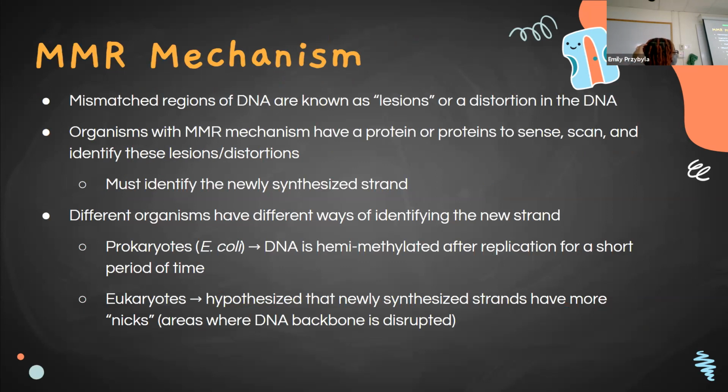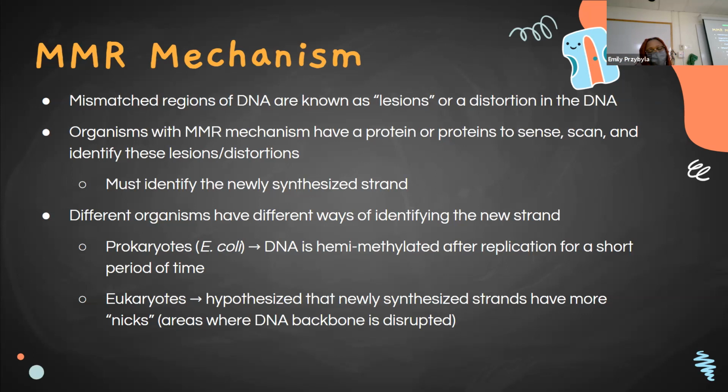And then the MMR mechanism, this is how we're actually doing this mismatch response. The regions are lesions; that's what they're going to be referred to as. There are proteins in these organisms where we can find these lesions, and we have to identify the newly synthesized strands to find these lesions, as we said. Different organisms do it different ways. Prokaryotes, E. coli is our favorite one to look at, are hemimethylated after replication for a short period of time. This means one strand is methylated, the other strand is not.